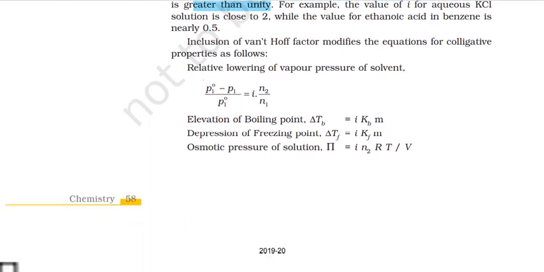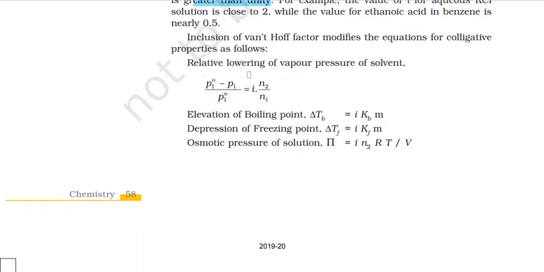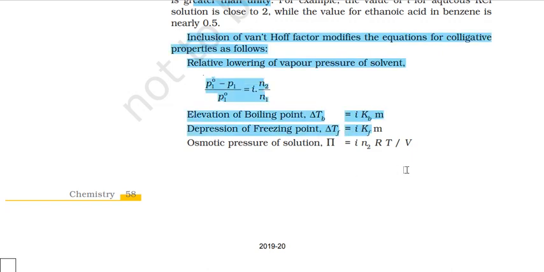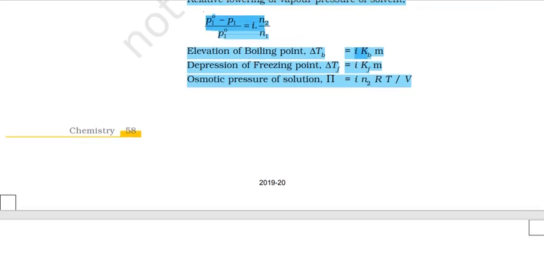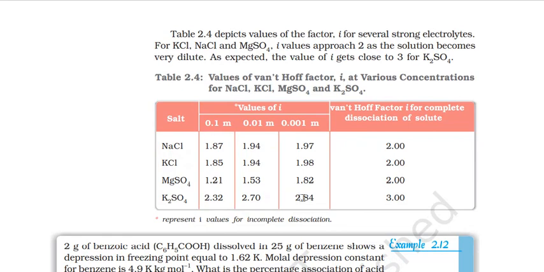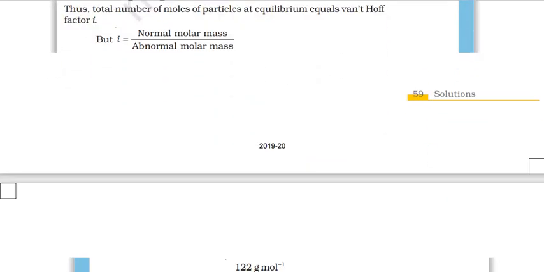Fine? Then they have shown how we have included the Van 't Hoff factor in all the equations that we've previously done. Just a relative lowering of vapor pressure. Yaha i laya, here and here. Fine. All of the four colligative properties. Table will depict something. Fine. Which again, you're not supposed to do. Then the example. All right.